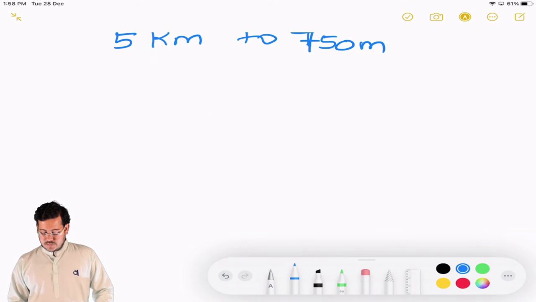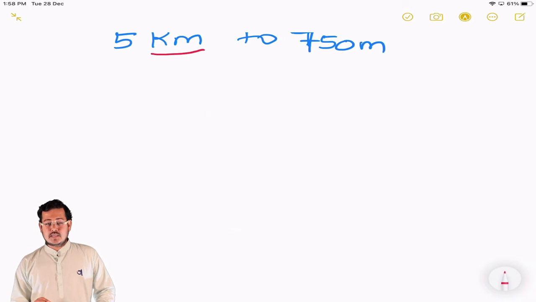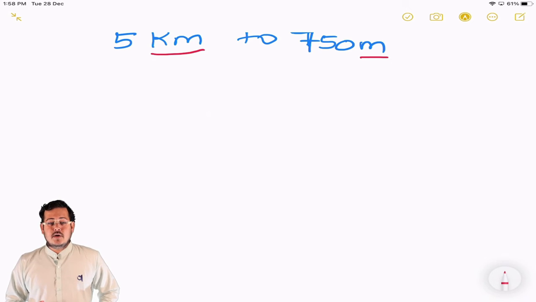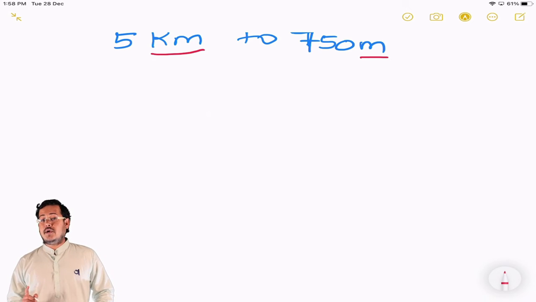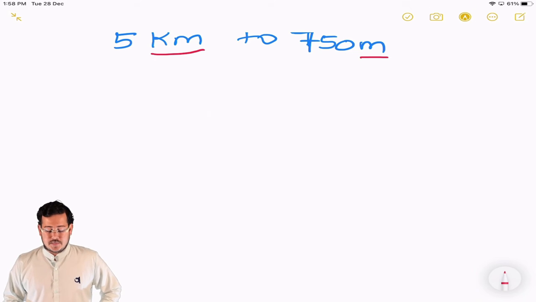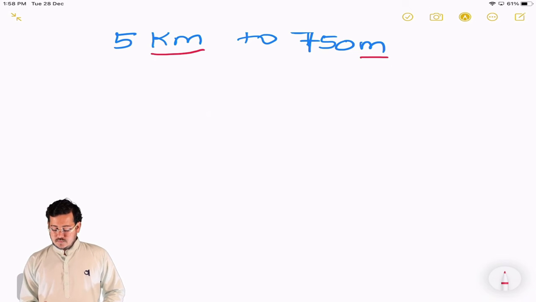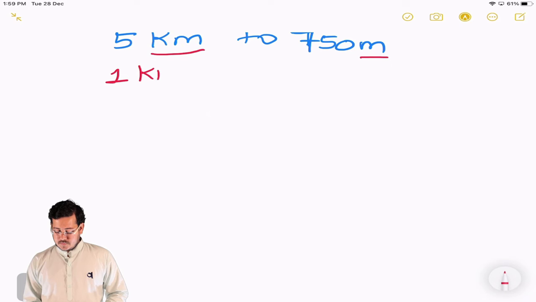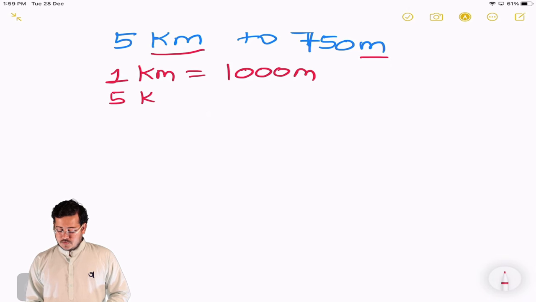So as here you can see, here the unit is kilometers and here it is meters. So I will convert kilometers to meters, not meters to kilometers. So let us start with the conversion. 1 kilometer is equal to 1000 meters. Therefore 5 kilometers is equal to 5 multiplied by 1000, 5000 meters.